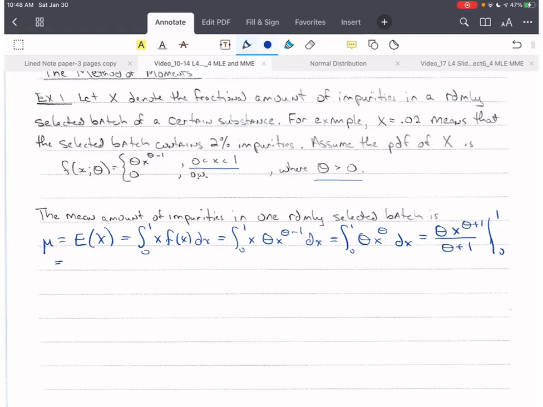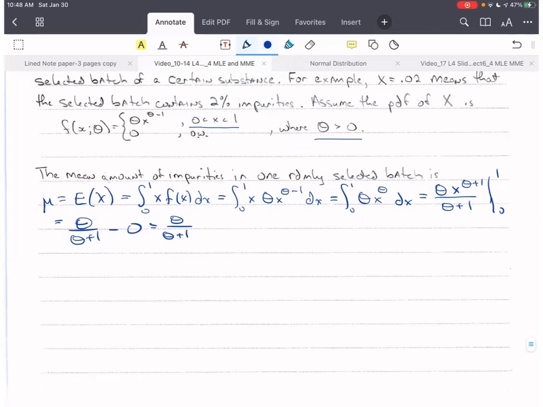So this is equal to theta over theta plus 1, because x is 1. If x is 0, then 0 raised to the theta plus 1 is 0. And then if x is 1, then 1 raised to the theta plus 1 is still 1. So we have this minus 0. So we have theta over theta plus 1 as our mean.